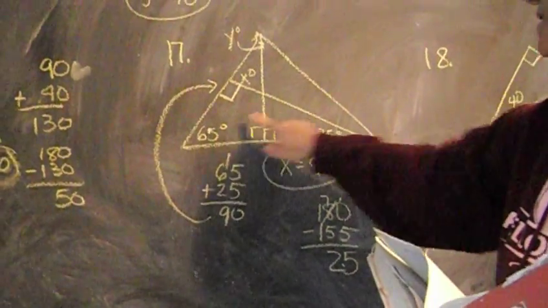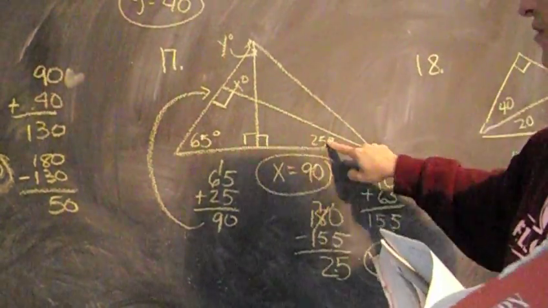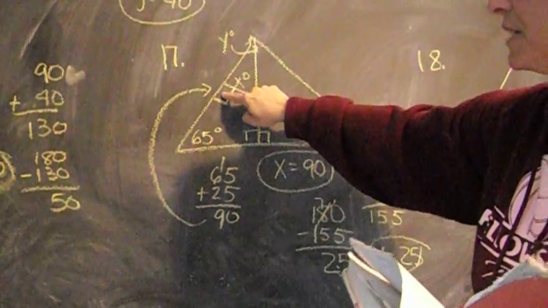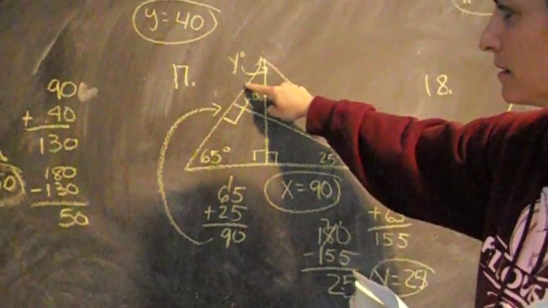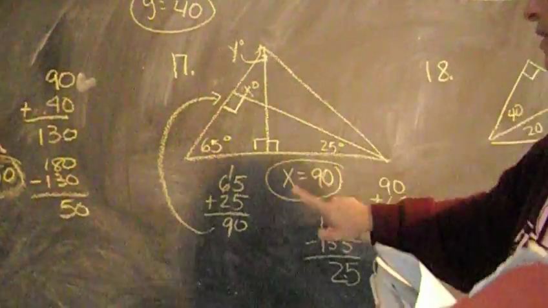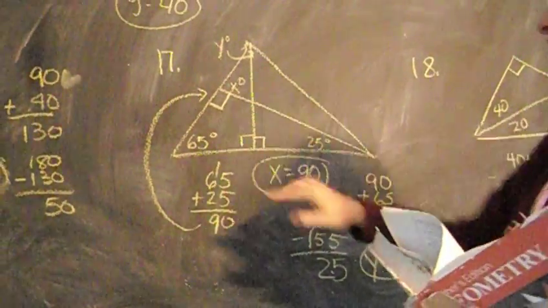Okay, that was 65, that was 25. So if I add those together, I get 90. So that means that's going to be 90. That's supplementary with this. So therefore, x equals 90. So I got my x.